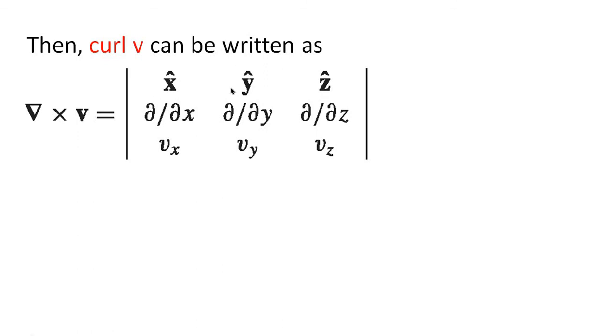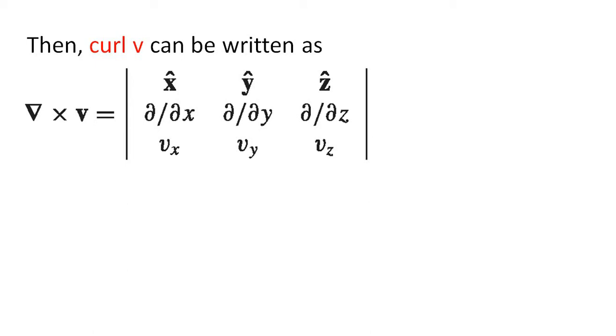determinant of x cap, y cap, z cap; ∂/∂x, ∂/∂y, ∂/∂z; vx, vy, vz. We already discussed the case of cross product of a and b, that is a cross b. In order to find a cross b, we need to make a determinant. The first row should be unit vectors, the second row should be a in component form, and the third row should be b in component form. Using a similar approach, we can write del cross v also.